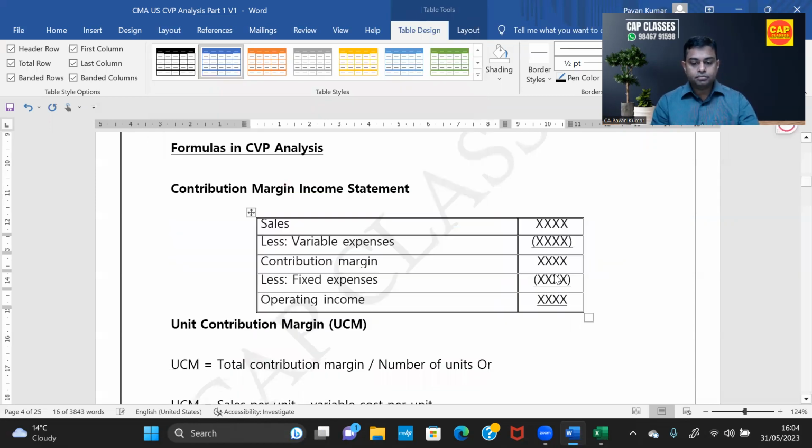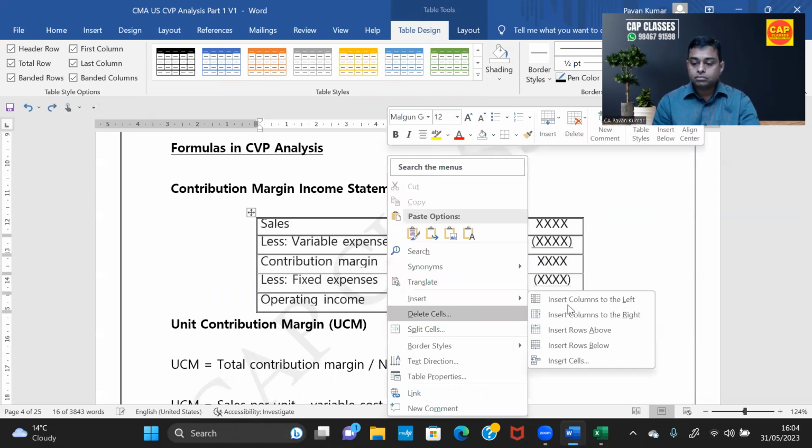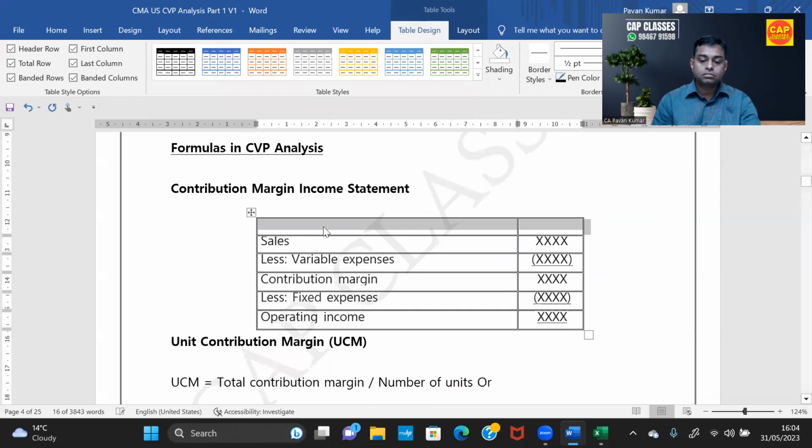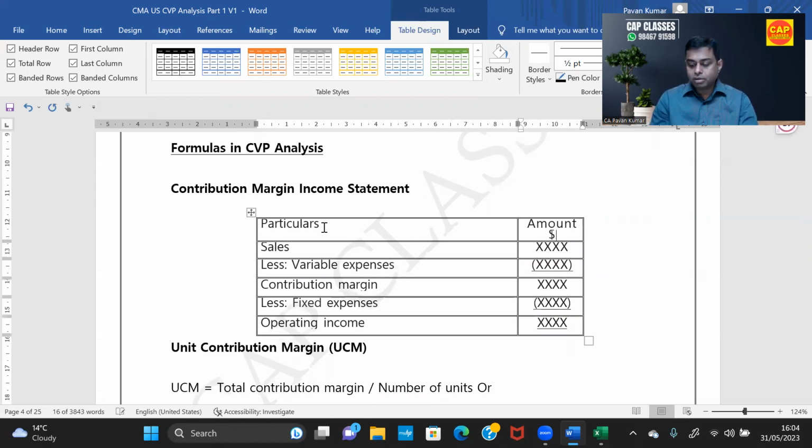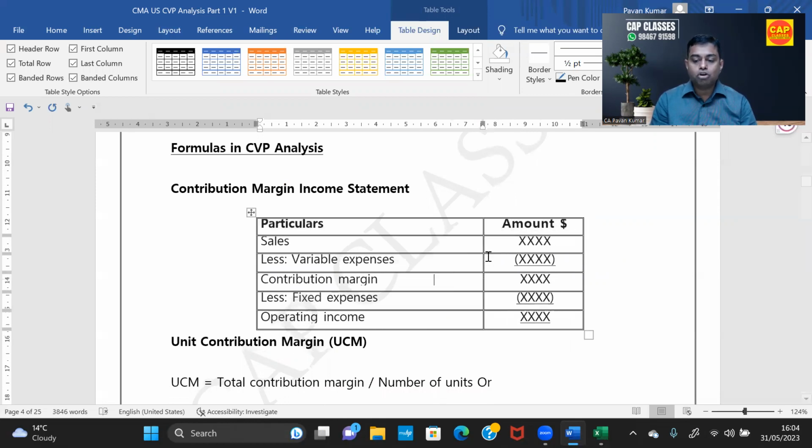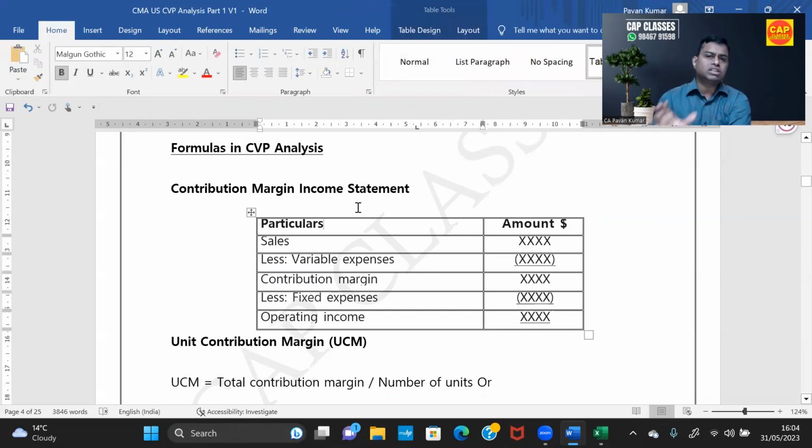Contribution margin income statement. Write down particulars, amount in rupees, or amount in dollars, based on whatever is given in the question. You can write amount in dollars. The contribution margin income statement is basically the marginal costing statement.